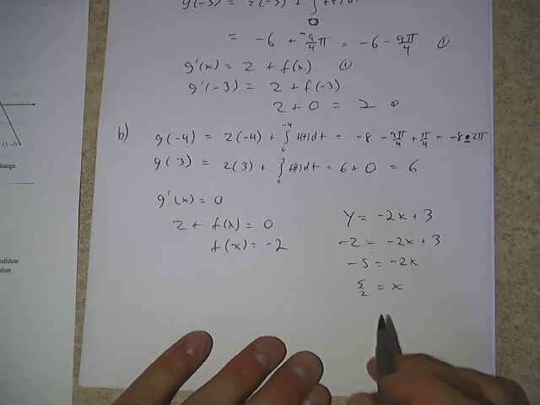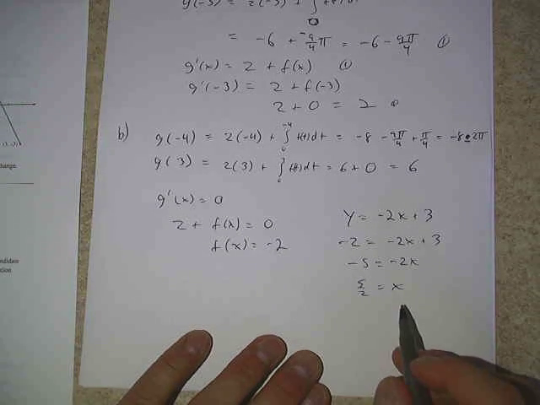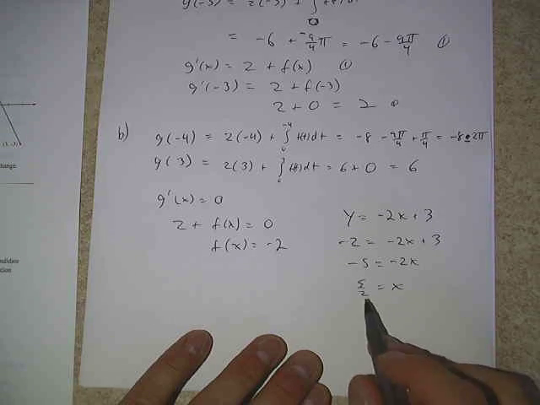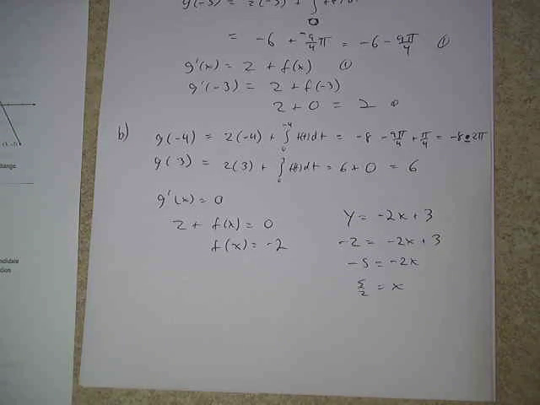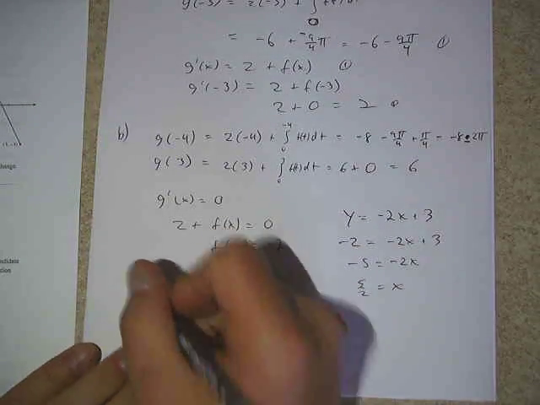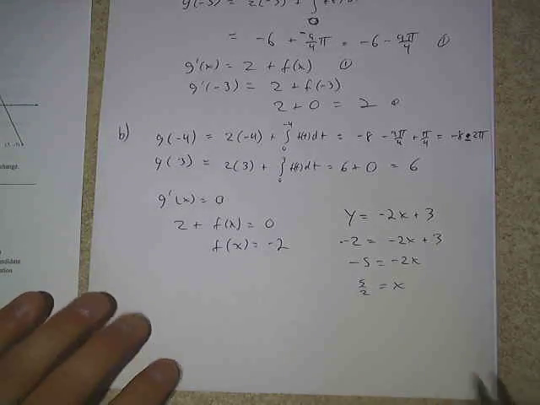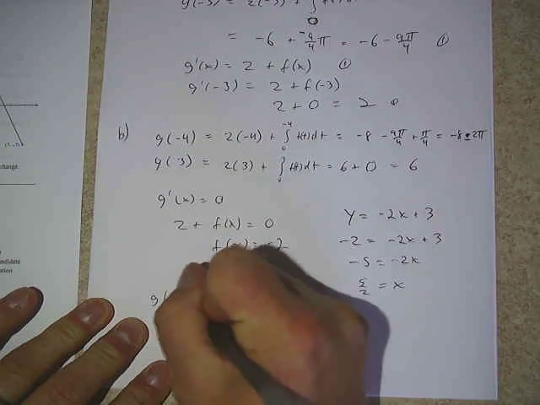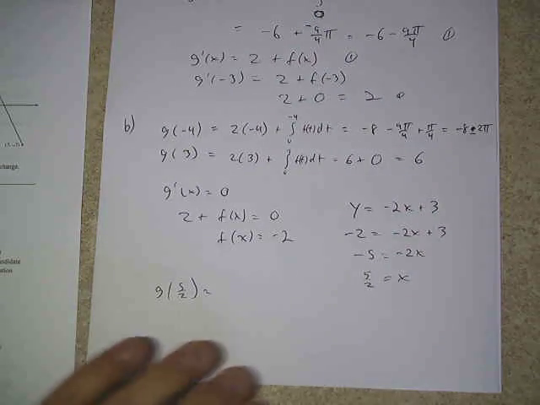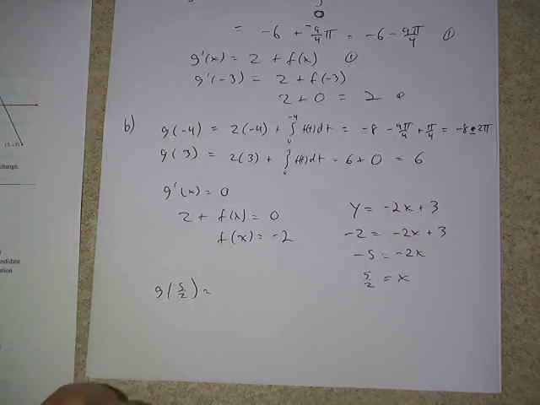Well, ultimately that equation for that line right there would be negative 2x plus 3, wouldn't it? So couldn't we figure out what x would give us that? And if we do negative 5, negative 2x, we get x equals 5 halves. So 5 halves would be where we have our derivative equal to 0, keeping in mind that the derivative is f of x plus 2. So f of 5 halves would be a candidate.